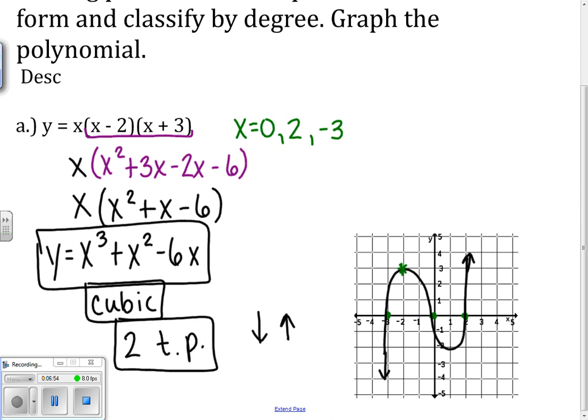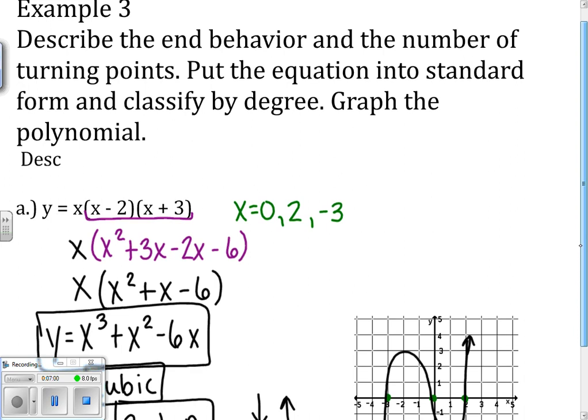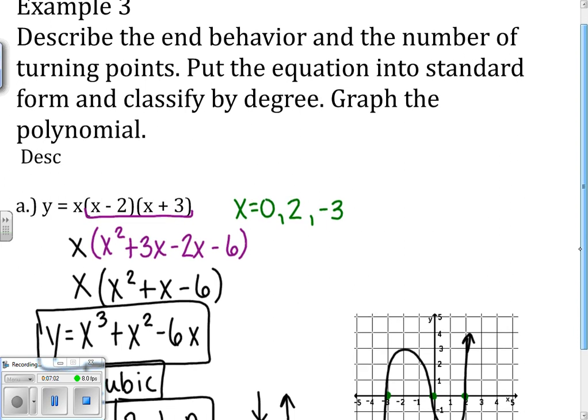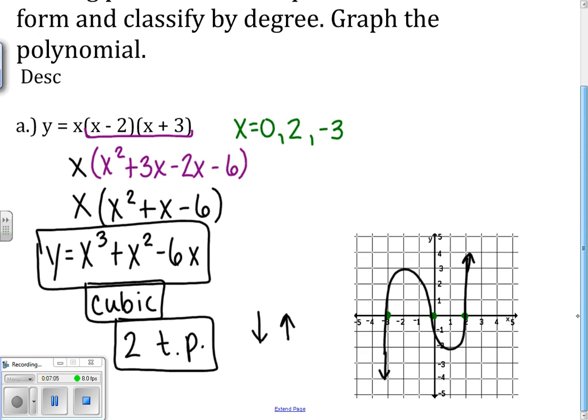So I just want to read back through the directions one more time, make sure I got everything. Let's see, they wanted end behavior, I did that. Turning points, did that. Put it in standard form, classified it by its degree, and graphed it. Should be good. That's it.